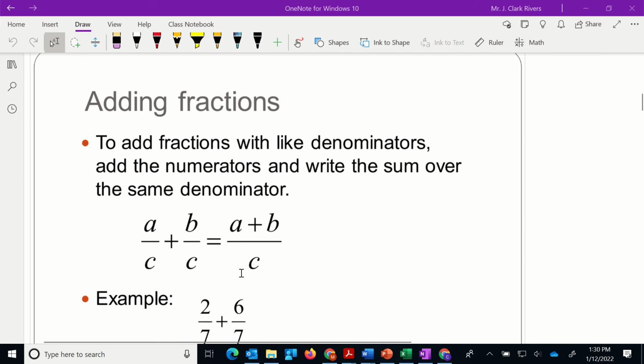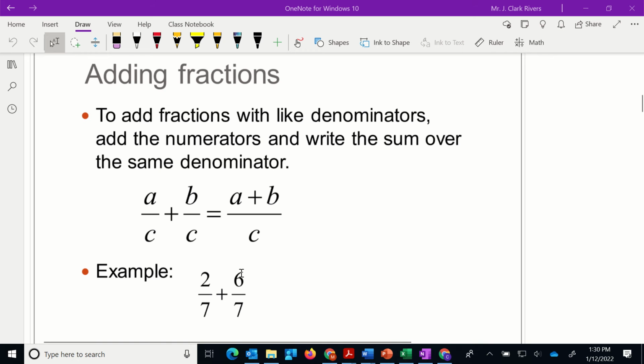Here we go. So to add fractions with like denominators, add the numerators and write the sum over the same denominator. So for example, a over c plus b over c. Notice they both have a denominator of c. So we keep that denominator of c and we add the two numerators.